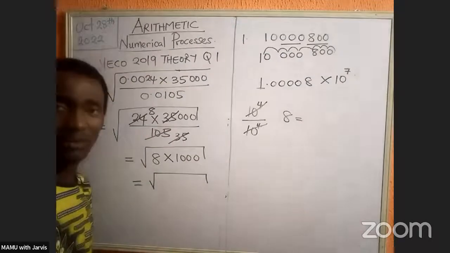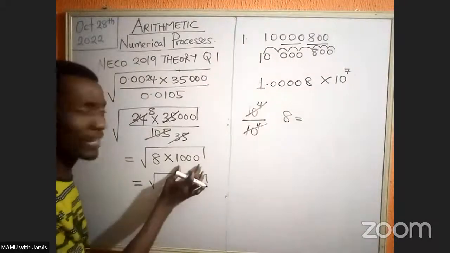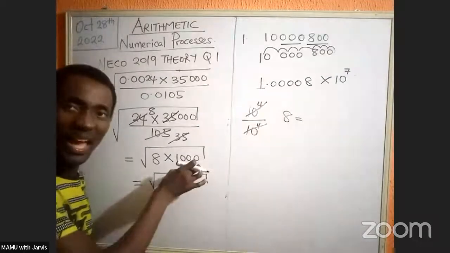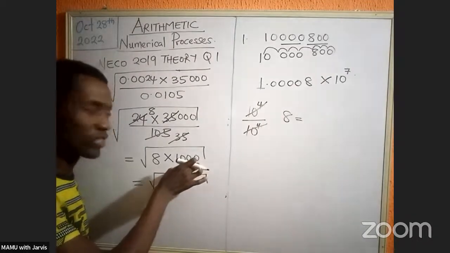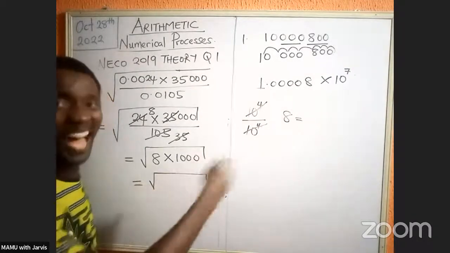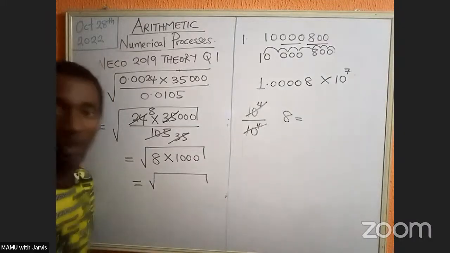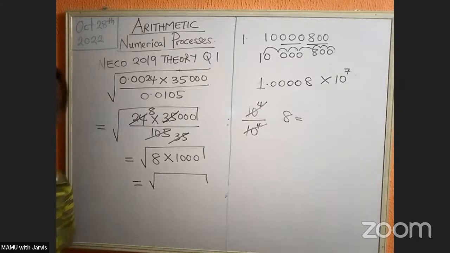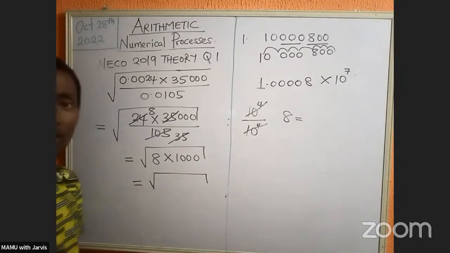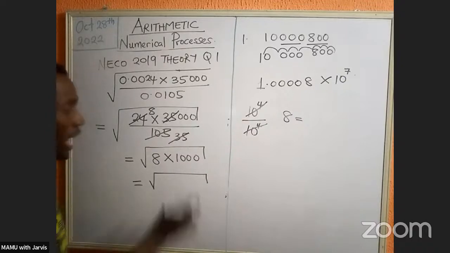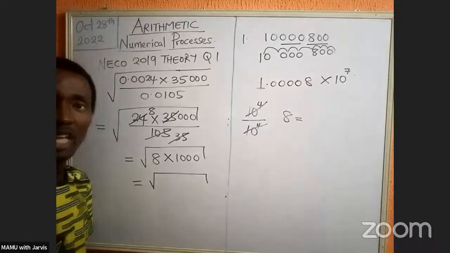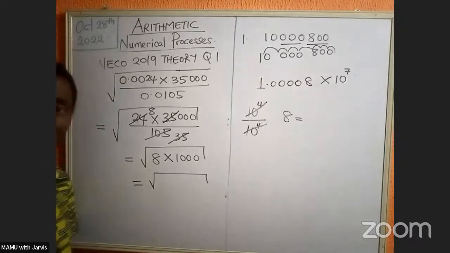Can I get a response to that? And how do I break 1,000 such that I have a perfect square multiplied by another number, a non-perfect square? Let's start with 8. How do I break 8? So I have a perfect square and a non-perfect square. And I look at 1,000, a perfect square and a non-perfect square. Can I get feedback quickly?